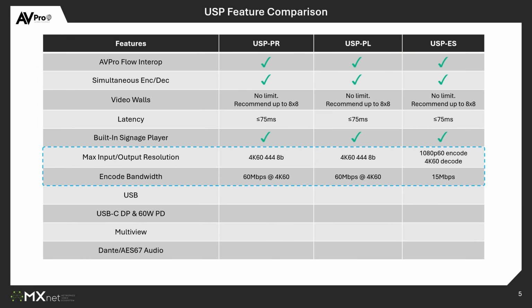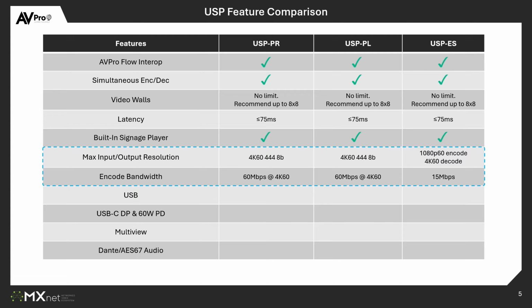Now let's talk about features that separate these three models. The first is encoding capability. The Pro and the Plus model support up to 4K 60 encoding and decoding. The Essential model supports up to 1080p 60 encoding. You'll notice, however, on the Essential that it can support 4K 60 decoding. This is by design and allows you to route a 4K 60 stream from a Pro or Plus model to an Essential without needing to downscale the resolution, and is a major benefit in mixing and matching models.